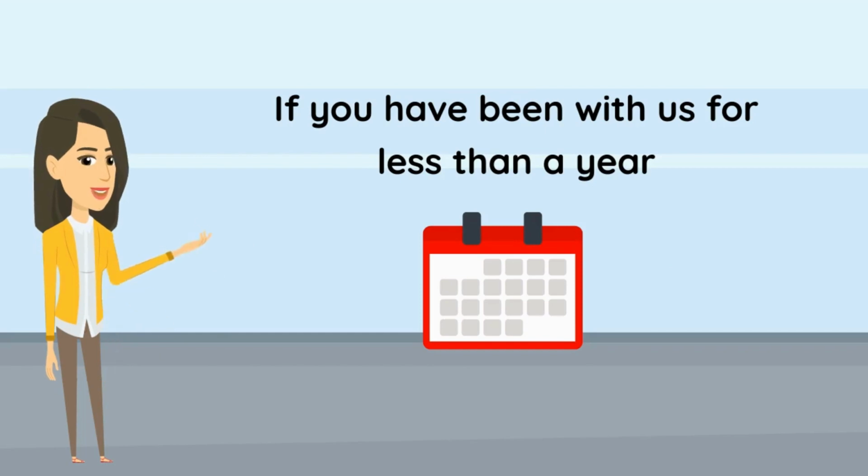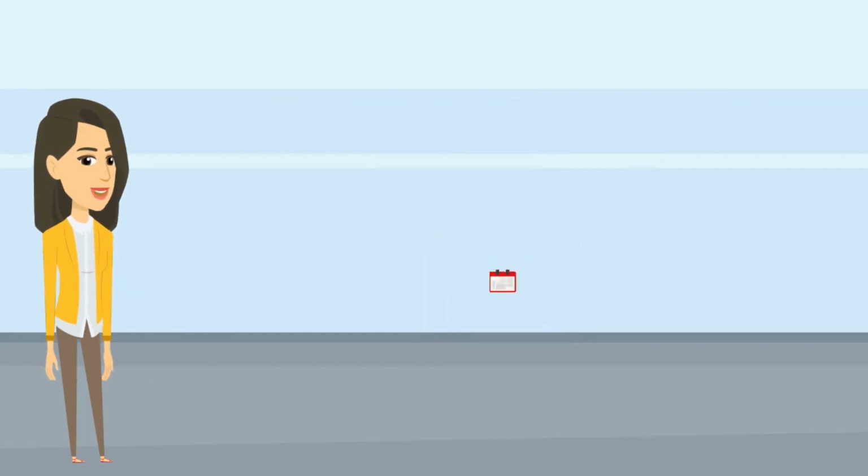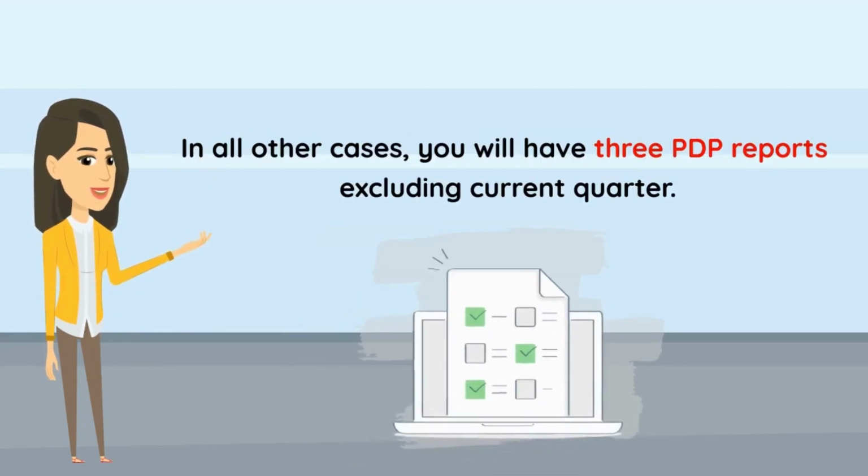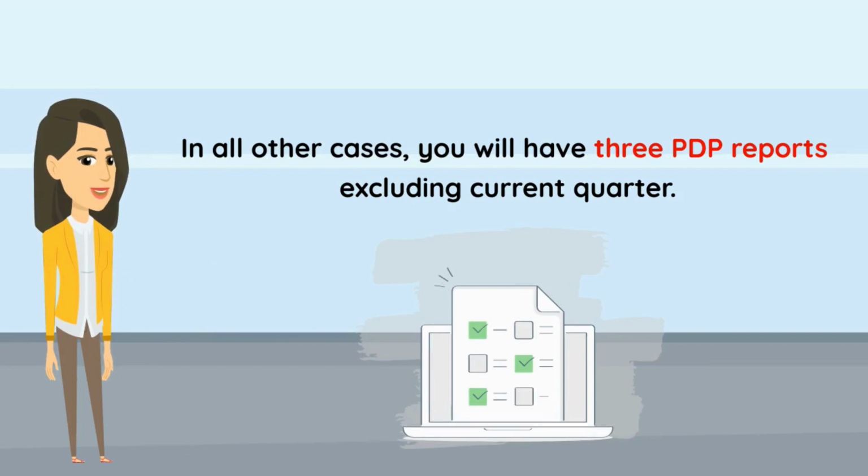If you have been with us for less than a year, then you will have at least two completed PDP reports, excluding the current quarter. In all other cases, you will have 3 PDP reports, excluding the current quarter.